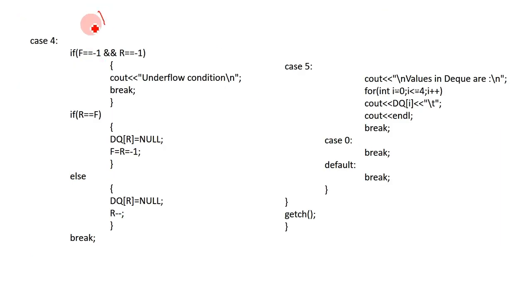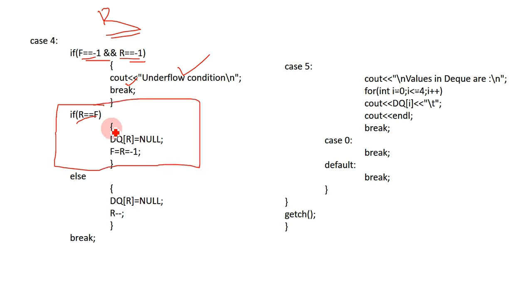And case 4, when you want to delete from the rear side: if front is equal to -1 and rear is -1, it shows the underflow condition and breaks the switch. If r is equal to f, it means that you are deleting the last element, so assign a null value to that rear and reset the front and rear. So assign -1 to both the front and rear end. And this is the normal deletion from the rear. If you want to delete an element from the rear, you have to decrement the rear.